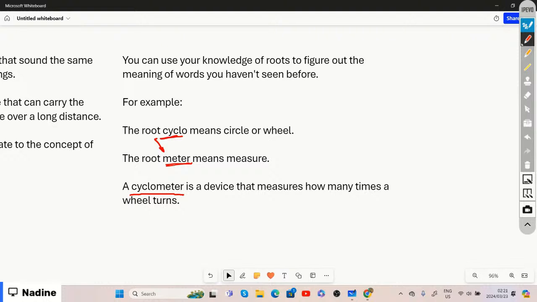All right, let me quickly look for an example of prefixes and suffixes.